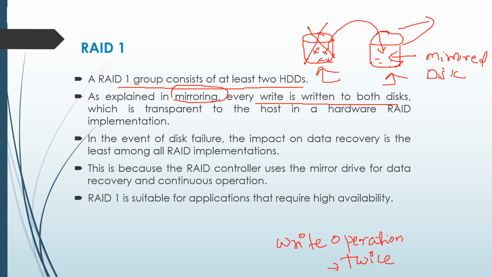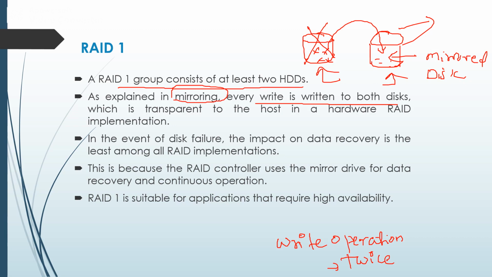The RAID controller uses the mirror drive for data recovery and continuous operations. So the RAID controller can use the mirror disk or duplicate disk for data recovery during the occurrence of any disaster, as well as perform any operations or report generations on the mirror disk. In the event of disk failure, the impact on the data recovery is the least among all RAID implementations.